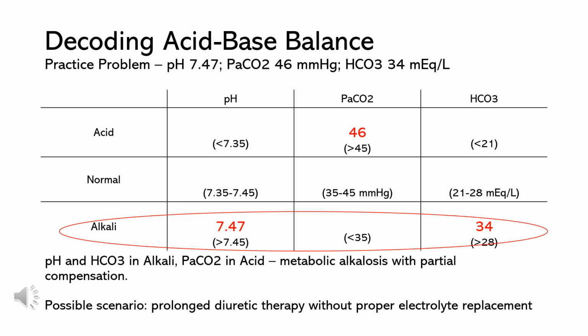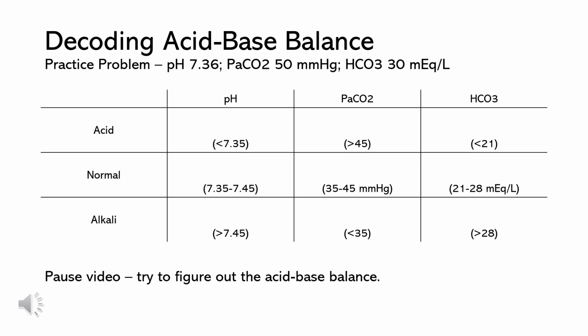A possible scenario that could cause this is prolonged diuretic therapy without proper electrolyte replacement. Let's try another practice problem. For this one, your pH is 7.36, your PaCO2 is 50 millimeters of mercury, and your HCO3 is 30 milliequivalents per liter. Pause the video, try to figure out the acid-base balance.